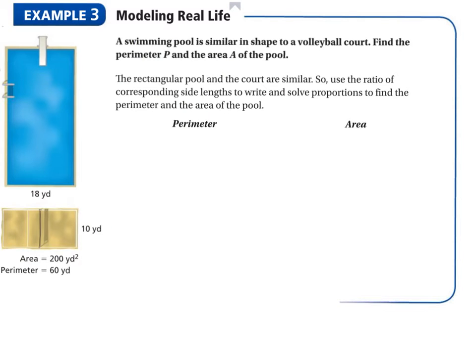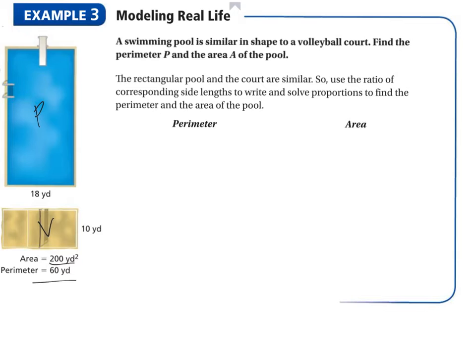Okay, so let's do the area and the perimeter. First thing we're going to do is set up the perimeter equation. Basically what it's saying is a swimming pool is similar in shape to a volleyball court. So we have our pool and we have our volleyball court. We're going to find the perimeter and area of the pool. They've given us the perimeter and area of the volleyball court, and we're going to use that to set up a proportion.